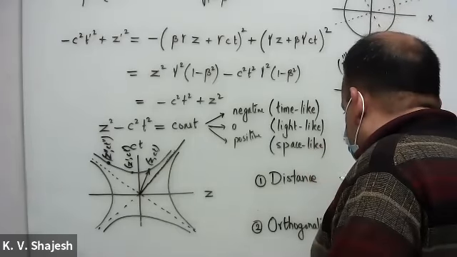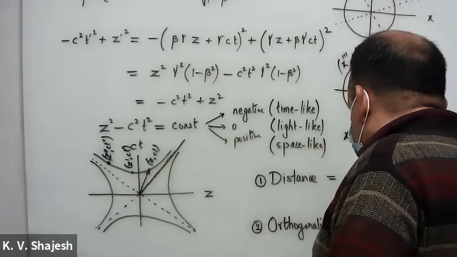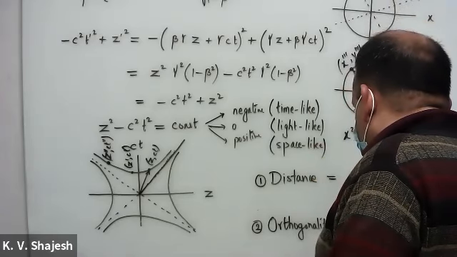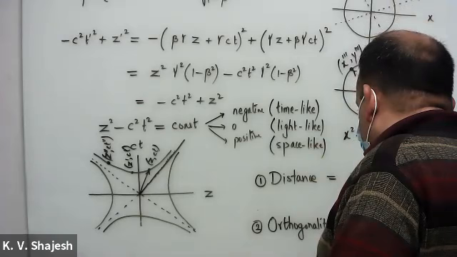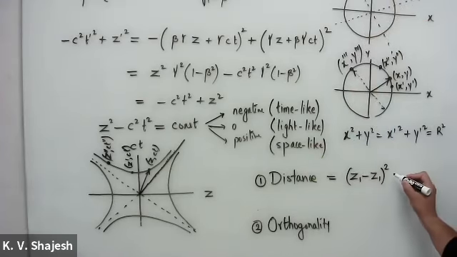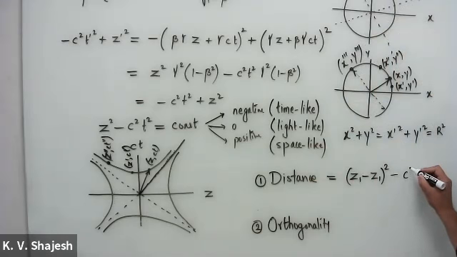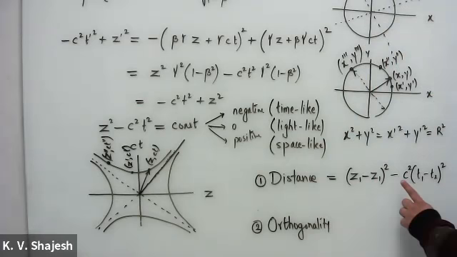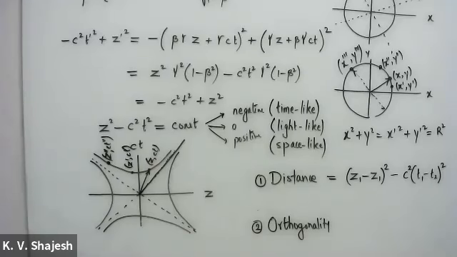Here it is, distance is equal to z1 minus z2 squared minus c squared times t1 minus t2 squared. So distance is very skewed, in the sense that there is a negative sign in there, and that takes away all the intuition. It is completely gone.